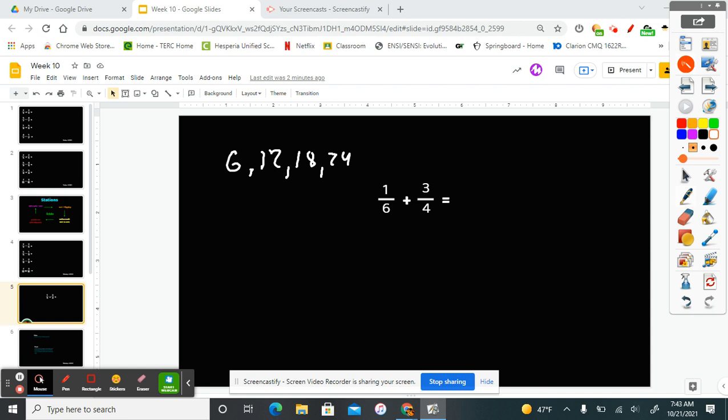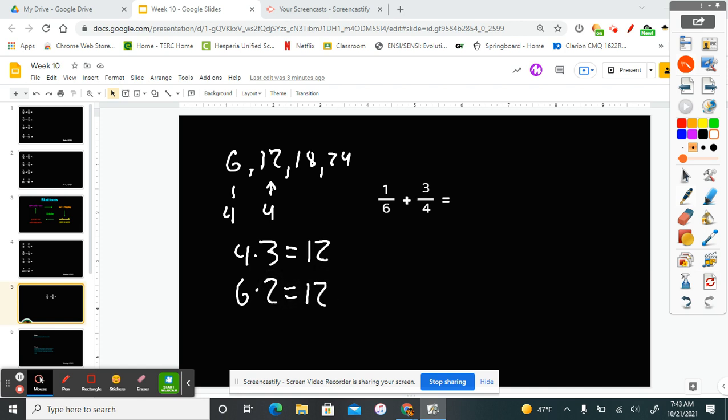Now I take a look at 4 and I say, okay, does 4 go into 6? No. Does 4 go into 12? It does. All right. So what do I need to multiply 4 by to get to 12? Well, I need to multiply 4 times 3 equals 12. And I know that 6 times 2 equals 12.